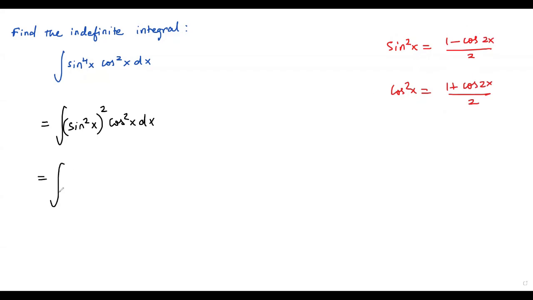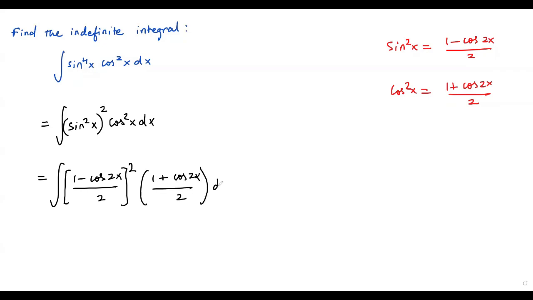Let me continue over here. Integral of (1 - cosine 2x) over 2. Since we have the whole square for sine square, the same whole square has to be taken for this one. And for this cosine square x, we can plug in (1 + cosine 2x) over 2, times dx.